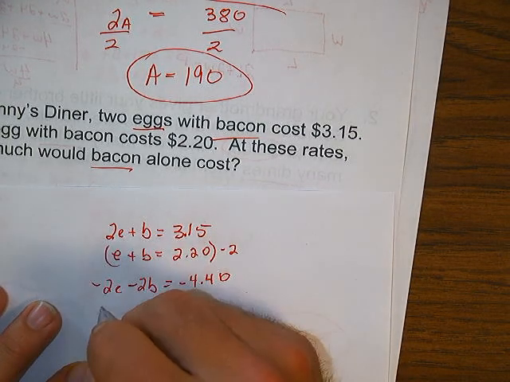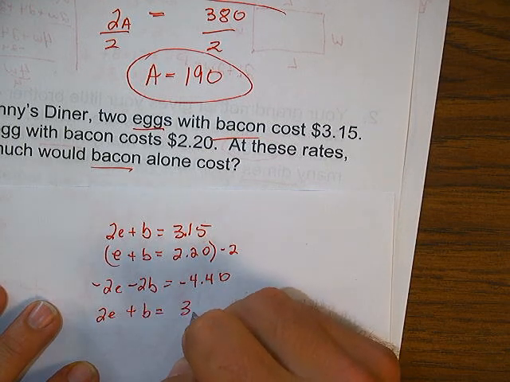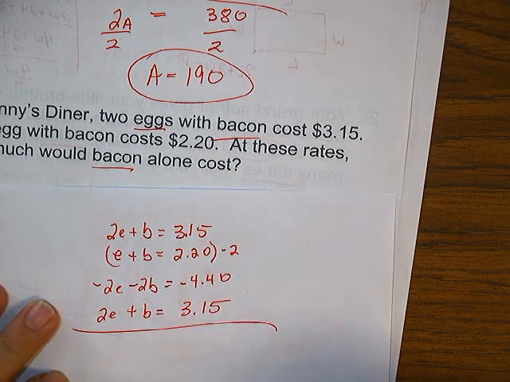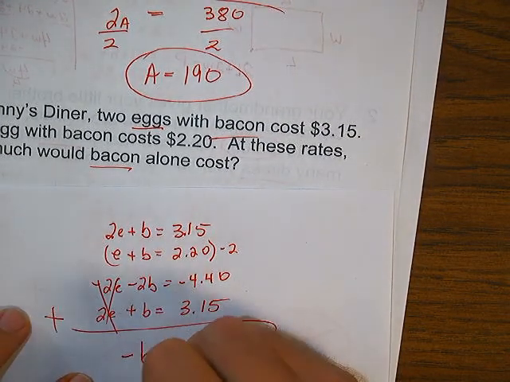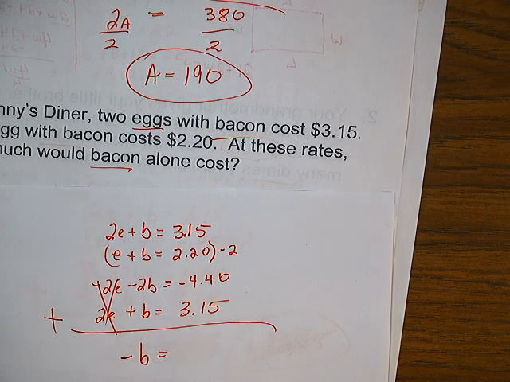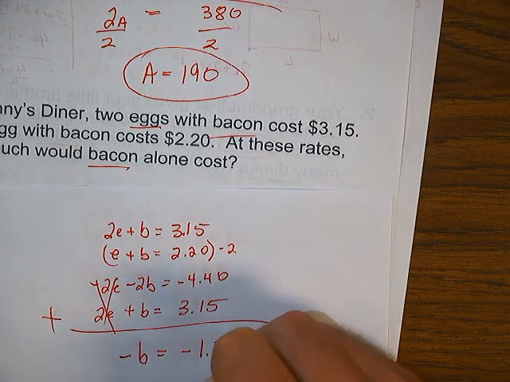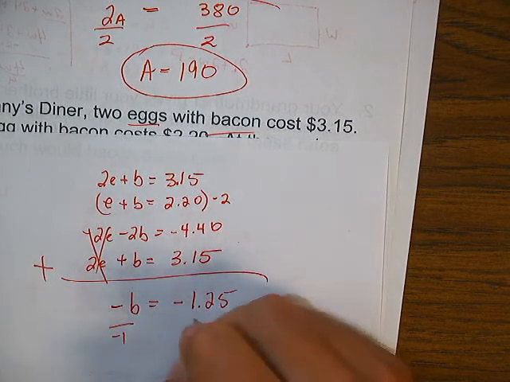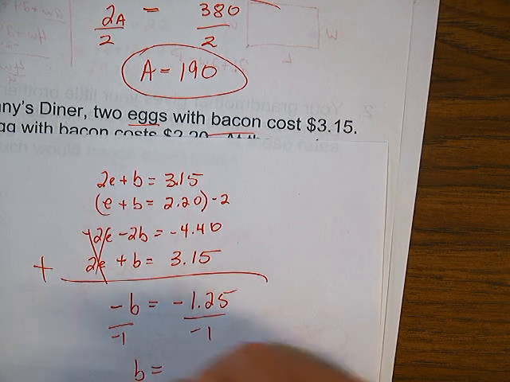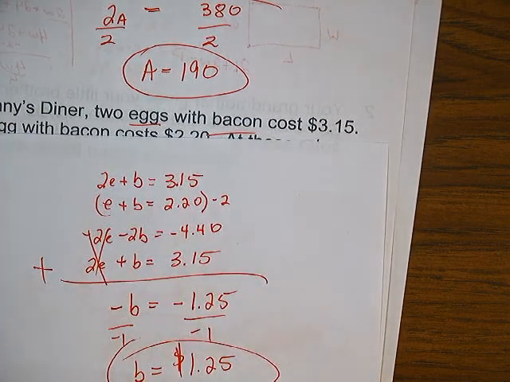Okay, write the first equation. Now eliminate by adding. The E's are gone. That's negative 1B equals negative 125. That works out a little bit better. So now divide by negative 1. So B equals $1.25. There's my solution.